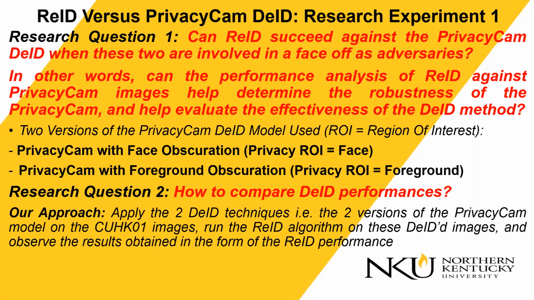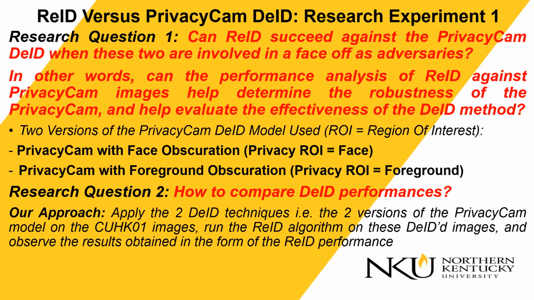Namely, my research question, which I'm trying to focus and answer here, is: can that re-identification algorithm succeed against the Privacy Cam based or applied images from the CUHK01 dataset? Or in other words, can the performance analysis of ReID, when it's done against my Privacy Cam de-identification technique or de-identified images of the CUHK01 dataset, help determine the robustness of the Privacy Cam and help evaluate the effectiveness of the Privacy Cam to resist re-identification?